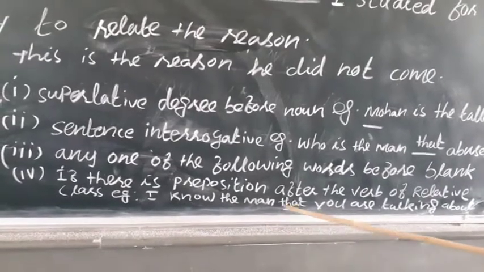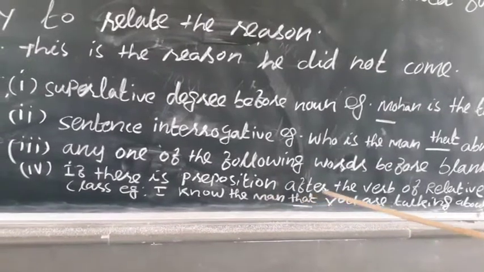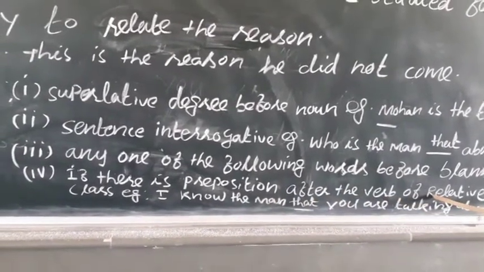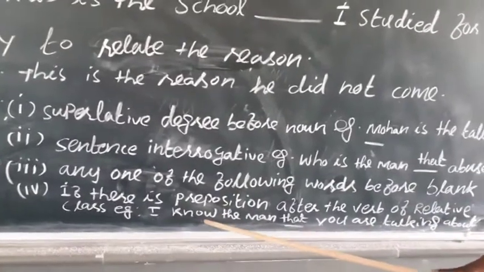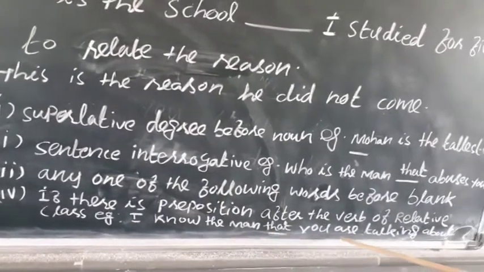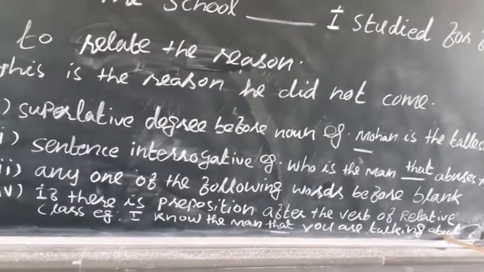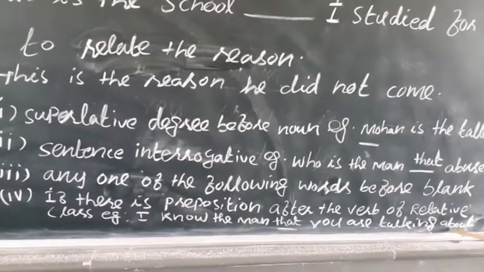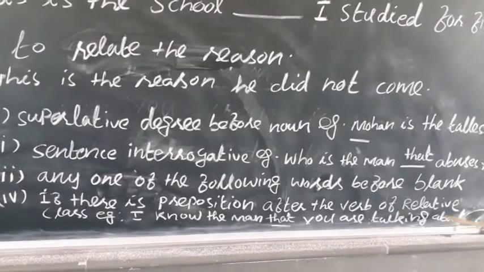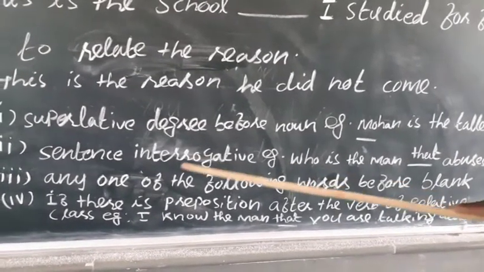And the last one you have got is, if there is a preposition after the verb of the relative clause. Example, I know the man that you are talking about. Okay, talking about, here is the relative clause. After the relative clause, you get the preposition. Or sometimes the preposition comes before also. That time also you have to use the word that.